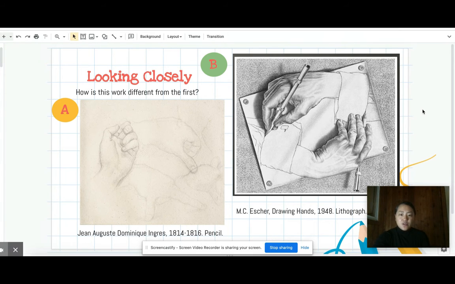But this drawing by M.C. Escher shows a lot of details, and it looks very finished, although the concept of the art is that the hands are drawing each other and part of the sleeve does not quite look finished, but that's part of the idea of this artwork.